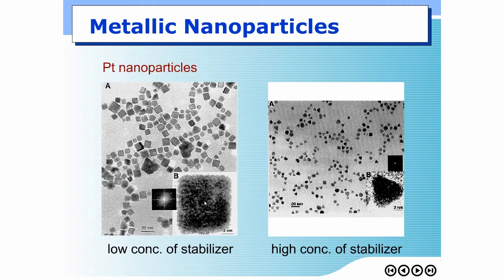Like this picture. On the left-hand side, the particle seems to be a cube. On the right-hand side, the particle is no longer a cube, even though you may have the same reducing agent, which would give you the same rate of reaction. Okay? This is the effect of the stabilizer adhering onto different faces of the nuclei differently. Alright?